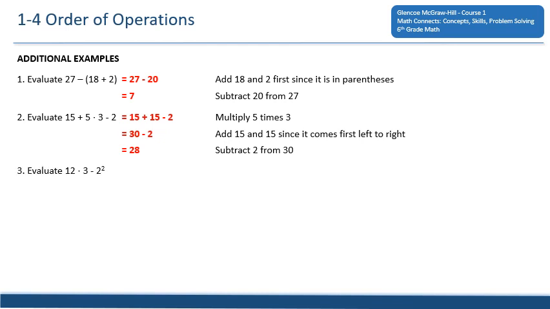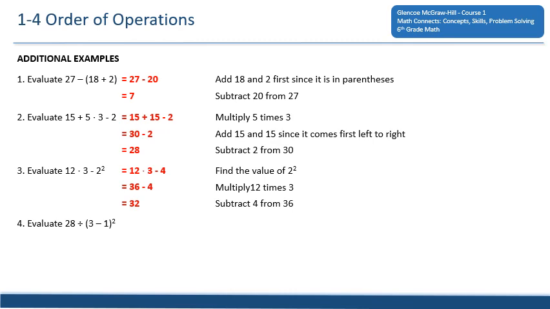Evaluate 12 times 3 minus 2 squared. Okay, PEMDAS, there are no parentheses, but there is an exponent. So we're going to solve that first. 12 times 3 minus 4, because 2 times 2 is 4. Now, there is a multiplication, so we're going to do that first. So multiply 12 times 3, it's 36, minus 4. And now we have one thing left to do, which is subtract 4 from 36, and we get 32.